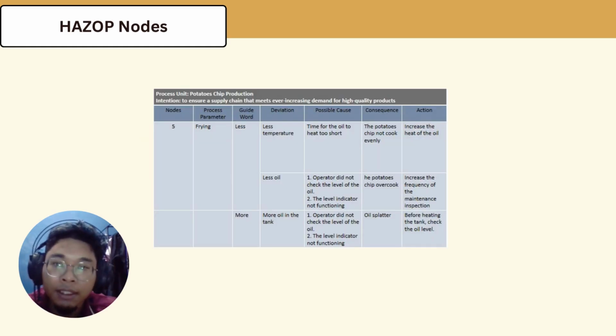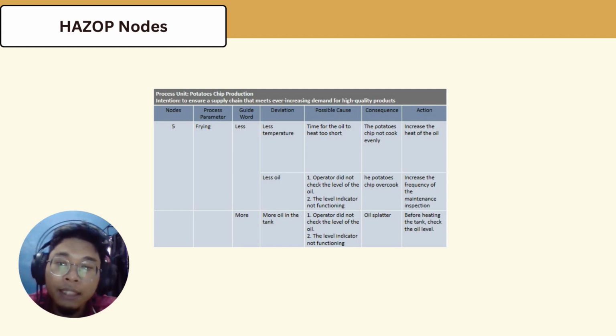Then frying, there are also two guidewords. For the less deviation, there are two. The first one is less temperature, which is caused by the time for the oil to heat being too short, which caused the potato chips to not cook evenly. The action that should be taken is to increase the heat of the oil.